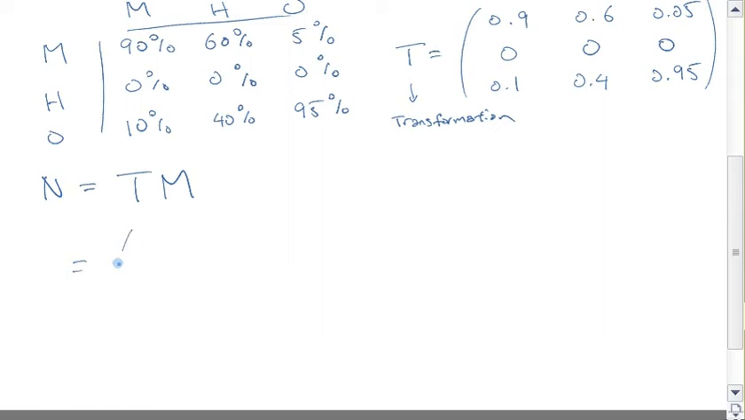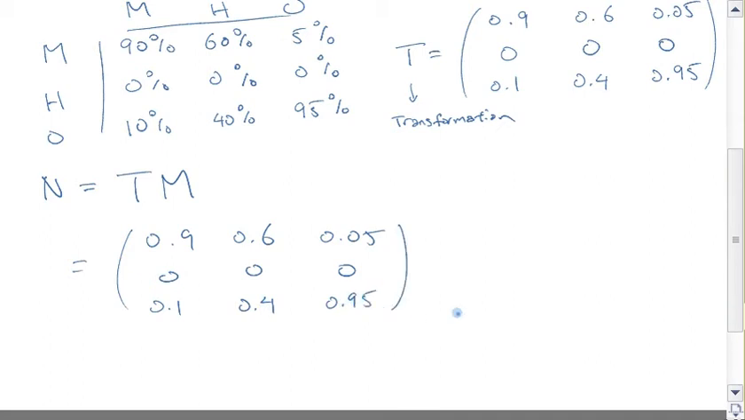So T is 0.9, 0.6, 0.05, 0, 0, 0, 0.1, 0.4, and 0.95. Okay, and M, the original market share, was 50% for McDonald's, 20% for Hungry Jack's, and 30% for Oporto. So let's do this matrix multiplication.